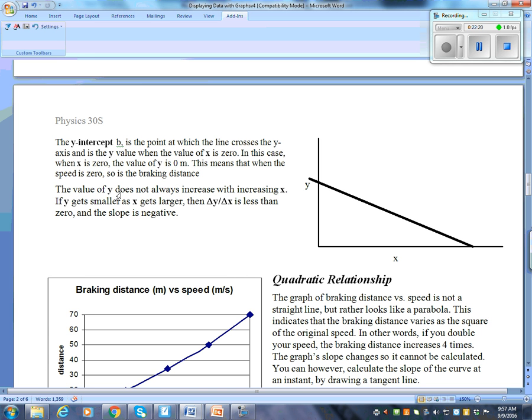Okay, the value of y does not always increase with increasing x. If y gets smaller as x gets larger, then delta y over delta x is less than 0, and the slope is negative. This is a negative slope, right? You guys know what positive slope, negative slope? You should. See how it's all coming back to you?